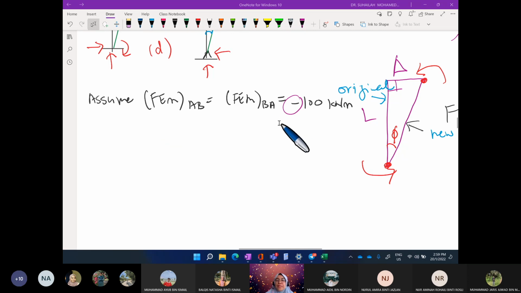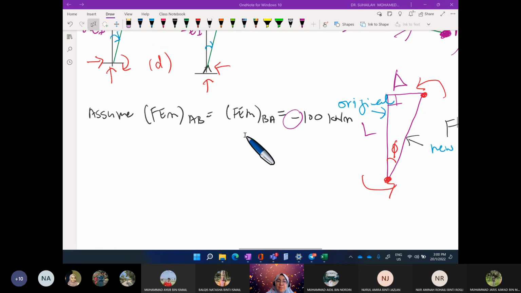But please make sure that the sign that we put is correct, because if frame is tend to sway to right direction, we put negative because of the behavior. If frame is tend to sway to left direction, then we have to put positive because of the behavior. Okay, so what is the formula to calculate FEM for AB?